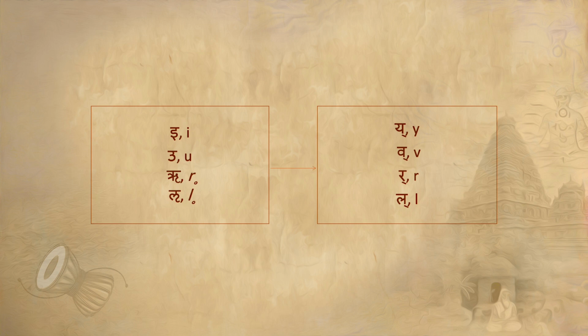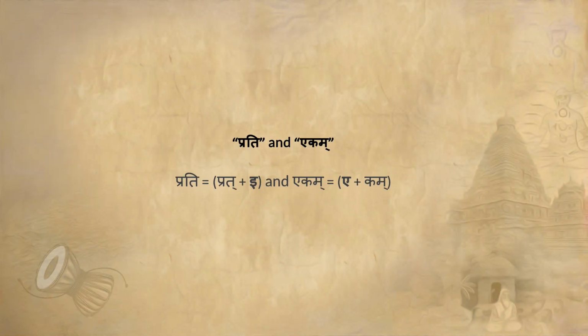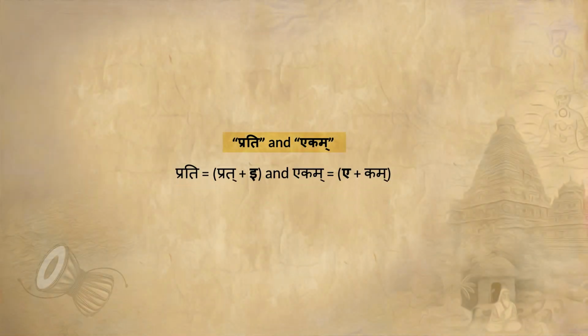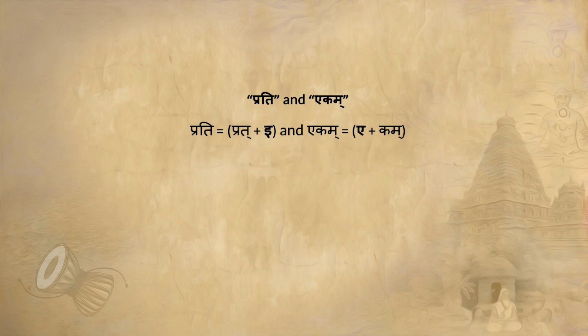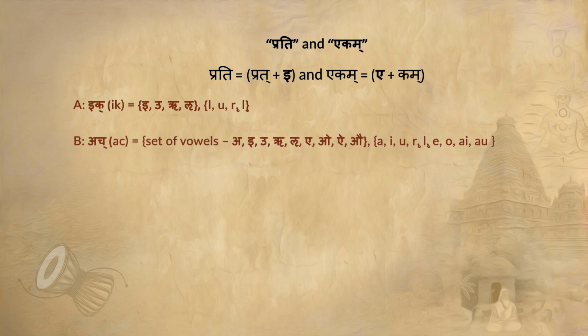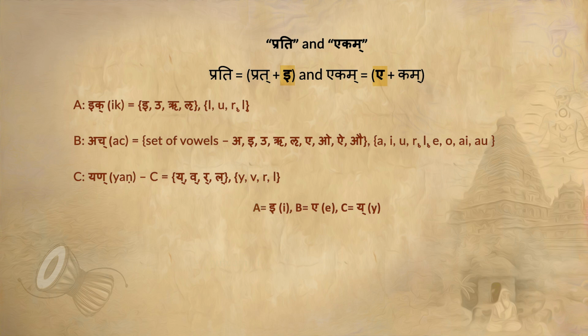So let us actually see now what this Iko Yanachi is. Let us say we are taking two words, Prati and Ekam, and we want to do Sandhi, put them together. Now let us see what happens. Prati is nothing but Prat plus I. The last ending letter there is I. The first letter in the next word is E. Now what happens? Iko Yanachi. This I is part of Ik. We already saw it. I is part of Ik anyway. E is part of Ach; it is a set of vowels only. So the rule will apply.